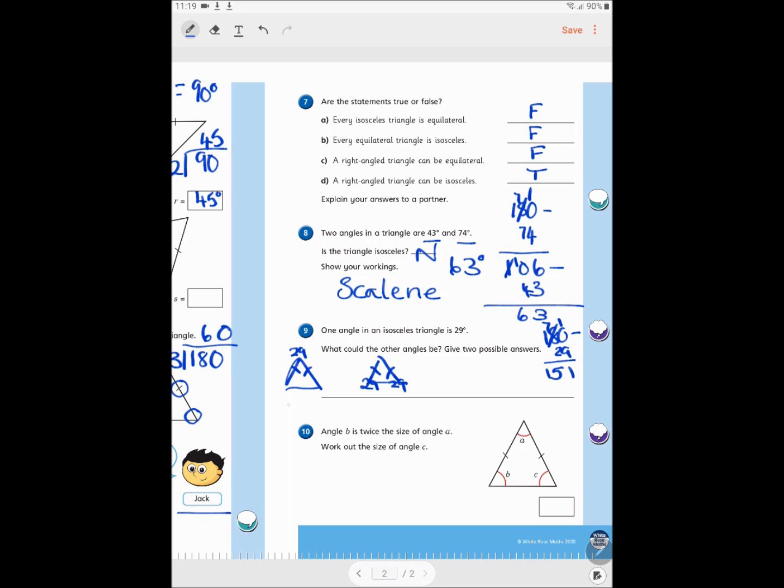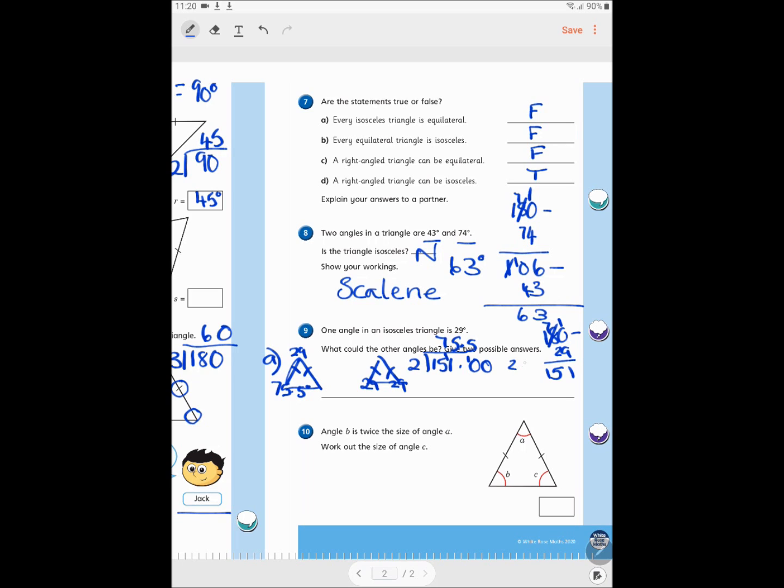151. So in this scenario here, the first one, scenario A, we'll call it, I've got to do 151 divided by 2. So 2 and 1 doesn't go. 2 into 15 goes 7 times with 1 left over. 2 into 11 goes 5 times. Remember my decimals. With 1 left over. 2 into 10 goes 5 times. So each of those would be 75.5 degrees.